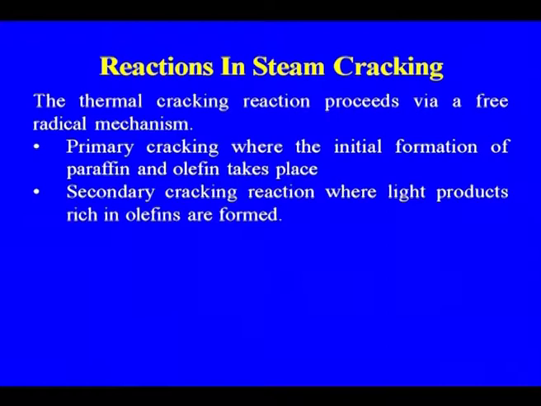So, these are some of the major reactions via free radical mechanism taking place in the furnace. Primary cracking, where the initial formation of the paraffins and the olefins takes place. Secondary cracking reaction, where light olefins are formed, and during the process, as I told you, other reactions are also taking place, and aromatics are also produced, and these aromatics are the precursor of the coke formation. So, a series of condensation reactions takes place, and because of that we finally get coke formation, and that cannot be avoided because there will always be some coke formation. The only thing is how to minimize this coke formation, because that will affect the run length of the furnace.